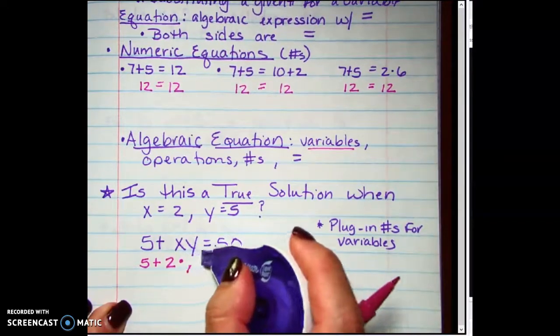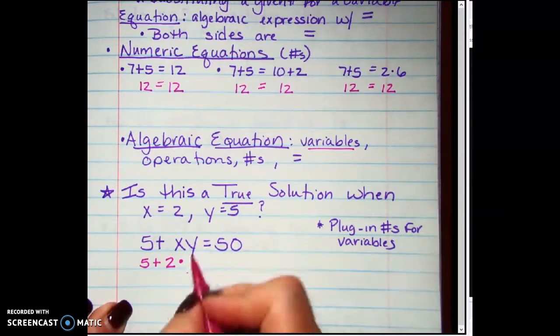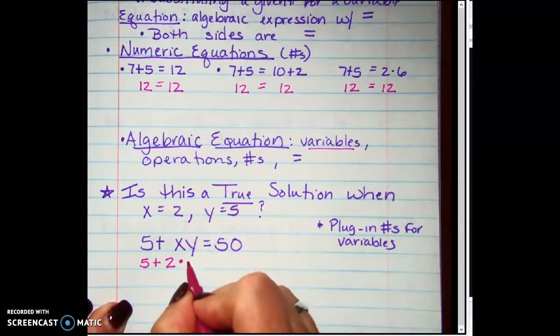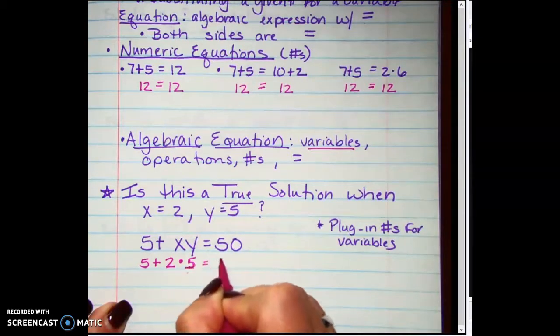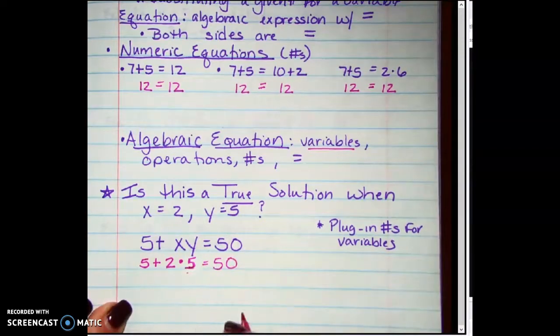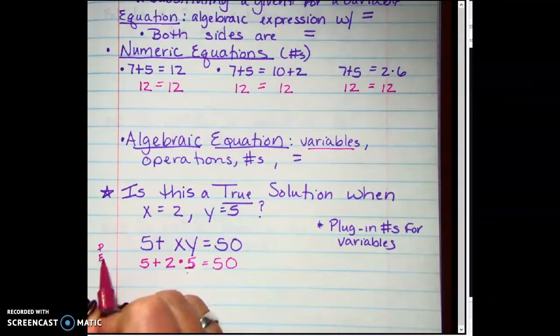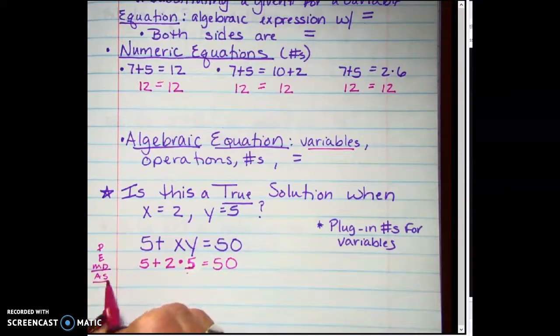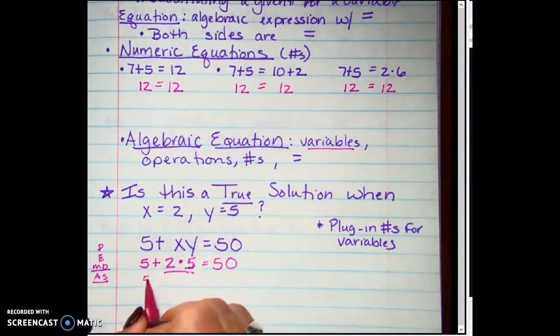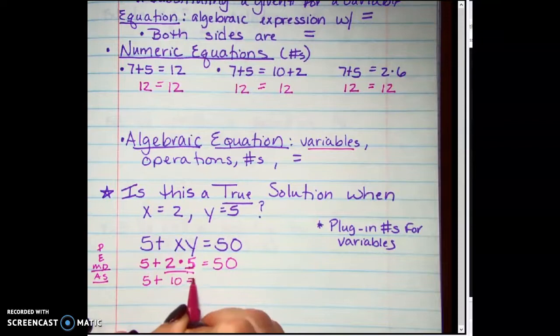We could write y, but we can go ahead and write y as 5. Sorry about that. Equals 50. Now what we do is we solve. So we use PEMDAS. Whichever comes first for multiply, divide, whichever comes first for add or subtract. So we multiply. So we rewrite 5 plus 10 equals 50. Well, let's keep solving. 15 equals 50.